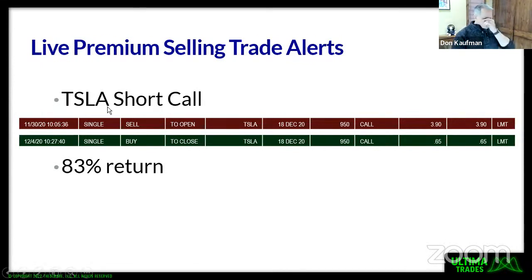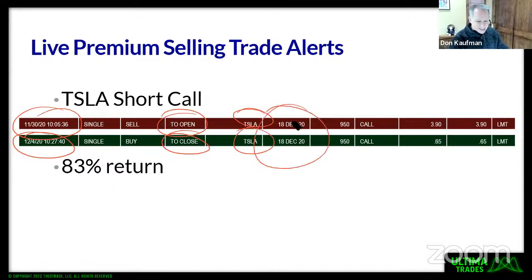What I'm showing you here is a Tesla short call, and I'm showing you selling premium in here. What I want you to see is this is the opening trade. This is the closing trade, to open to close. It's Tesla. The exact date, time, everything is in here. The strike price we traded, the opening price, the closing price, and the return on that particular trade.